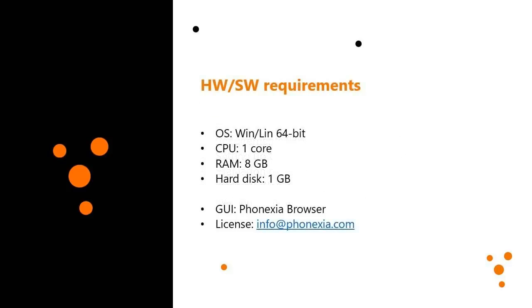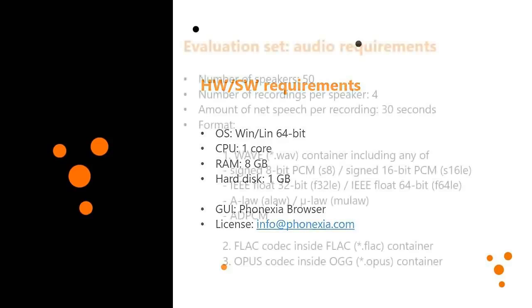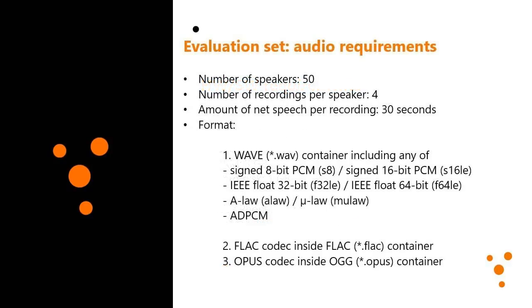To run the evaluation, you'll need a Windows or Linux 64-bit machine with at least one CPU core, with 8 GB of RAM and at least 1 GB of free disk space. We'll perform the evaluation in the Phonexia browser application, so please download the evaluation package by clicking on the link in this blog post. You'll also need an evaluation license. To get it, please send an email to info@phonexia.com.